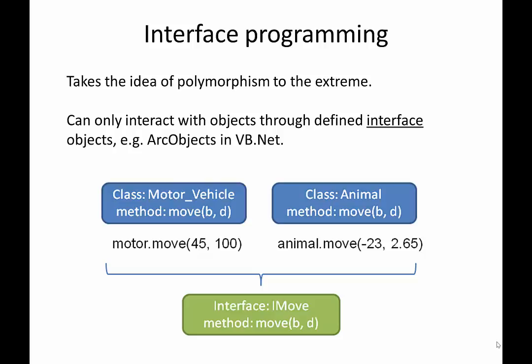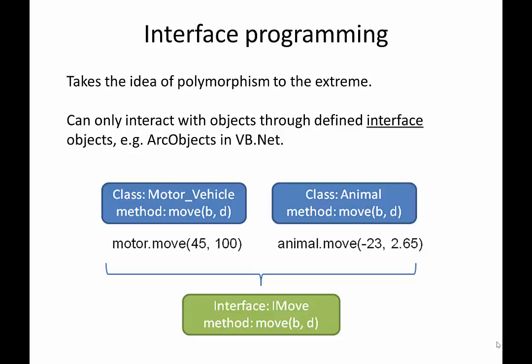Both can move at an angle, and both can move a certain distance. But perhaps how they move or how they cross the terrain depends on whether you've got legs or whether you've got wheels. In VB interface programming, you don't call the move method on the class animal or the move method on the class vehicle. You can't do that. You're not allowed to do that.